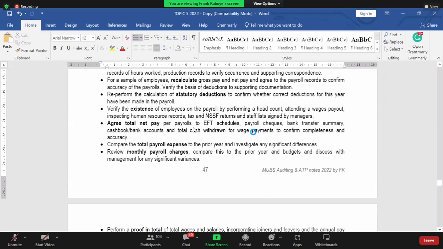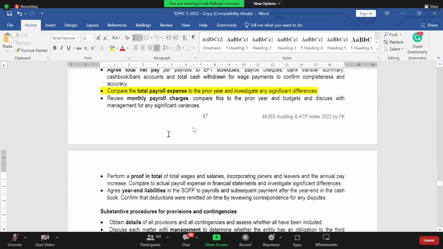Then you can also compare, this is the common test, the total payroll expense for the current year with the previous year. If there are significant differences, those may show ghost workers. You need to investigate them. You can also compare monthly. I already did this. For contingencies, I also looked at it at 7, so I'll not repeat it.